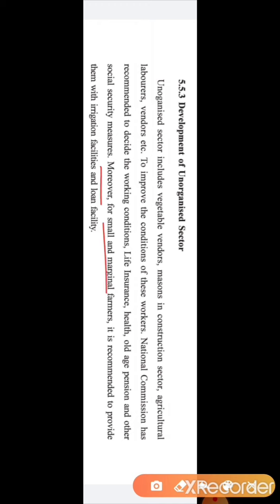Moreover, for small and marginal farmers, for small and medium scale farmers who do not have that big a hectare of land, it is recommended to provide them with irrigation facilities and loan facilities. So here it is said that those farmers who are small and do not have a big hectare of land, the government will provide the irrigation facility and the loan facility so that they can easily work in the farm and earn more and come out of poverty.